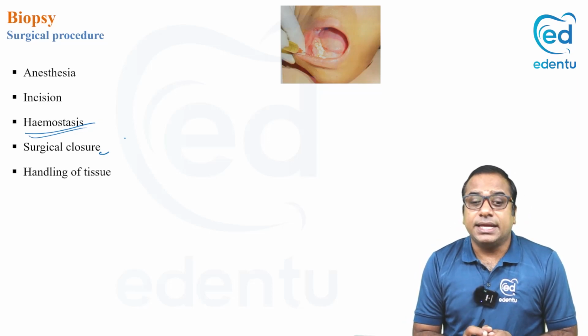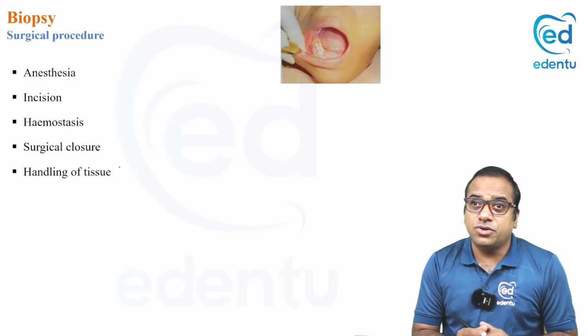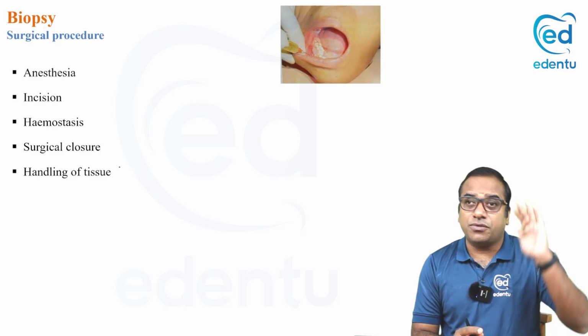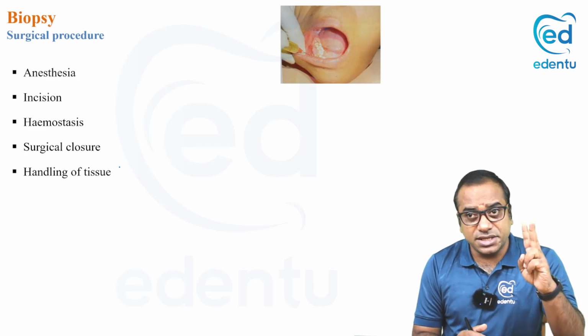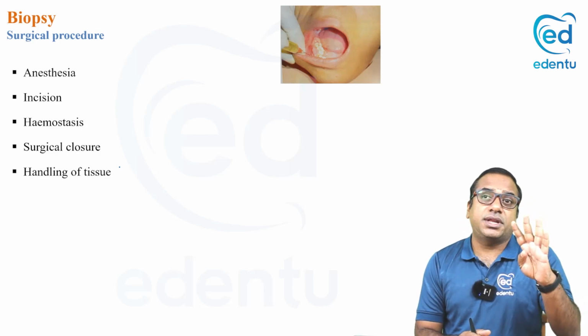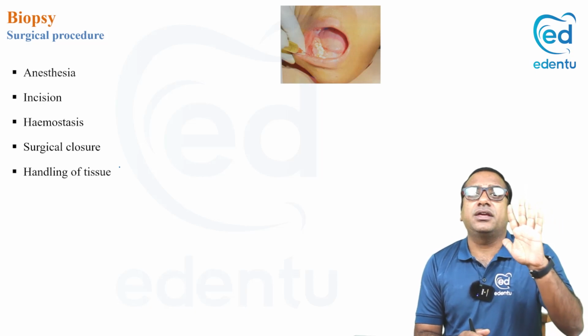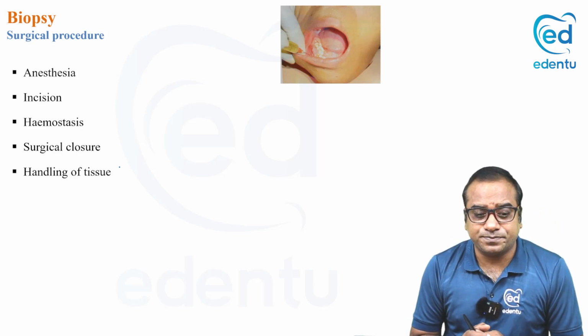And then in the end, handling of the tissues is very important. So please do not forget, these are the 5 steps. You have to go step by step. First is anesthesia, incision, controlling of bleeding, that is hemostasis, suturing, that is surgical closure, and handling of tissue. So these 5 steps you need to follow one by one.